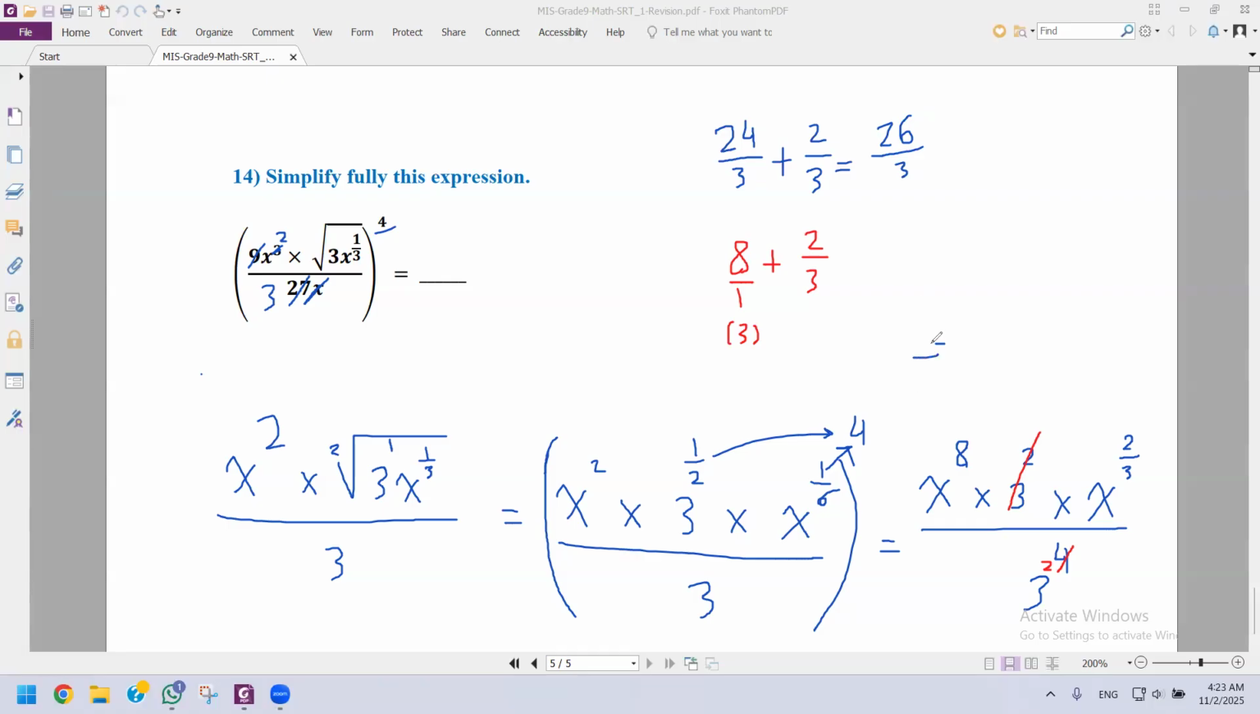Now let me write the final answer here. So when I add this one and this one, what did I get? X to the power of 26 over 3, and then over, what do I have now? 3 power 2, or you can write it as 9. So this is the final simplified answer.